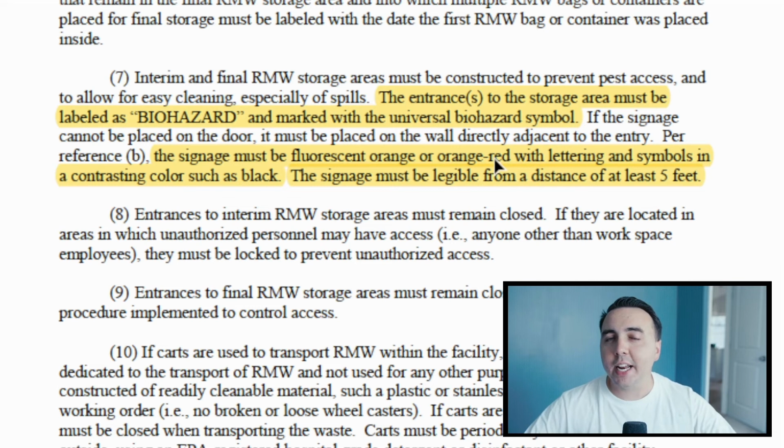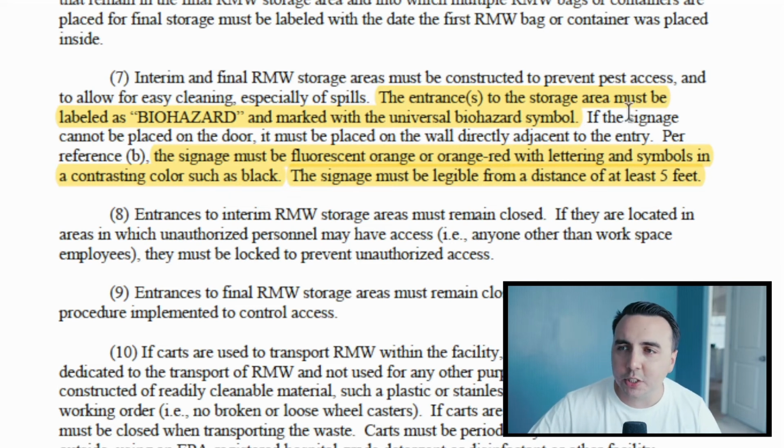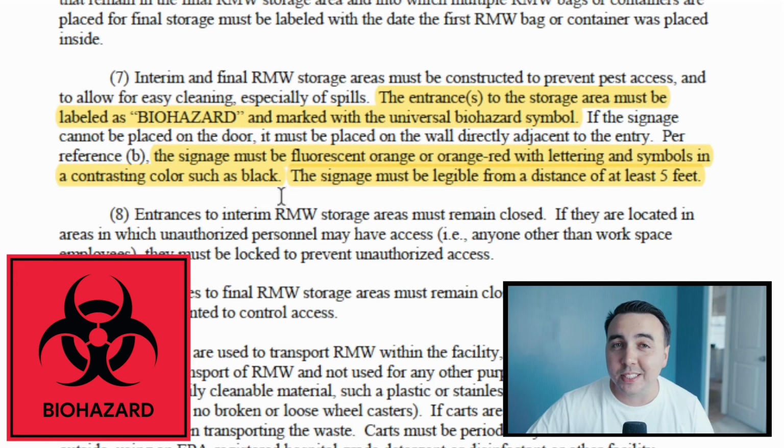Now, again, with the signage, they like to ask questions like this. The entrance to the storage area must be labeled as "biohazard" and marked with the universal biohazard symbol. Hopefully, you guys remember what the old one looked like because it still is the same. And it says the signage must be fluorescent orange or orange-red with lettering and symbols in a contrasting color such as black.